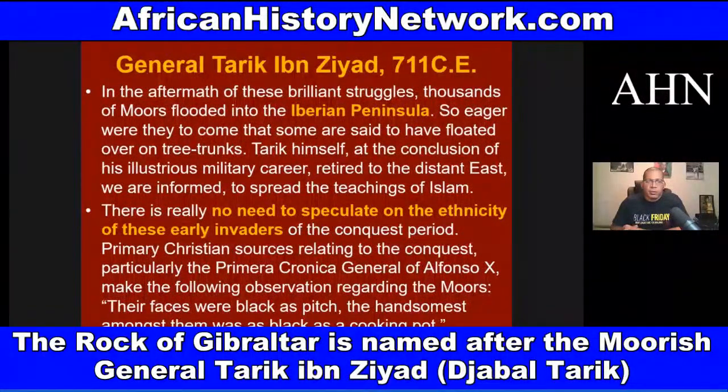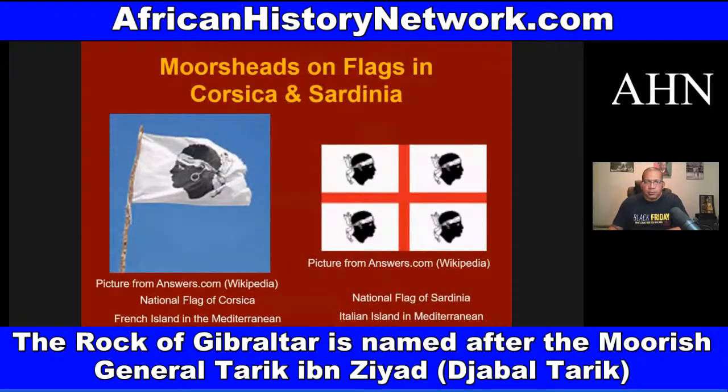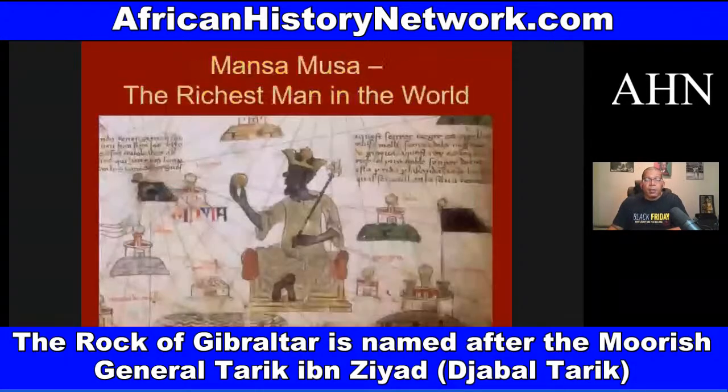Primary Christian sources relating to the conquest, particularly the Primera Crónica General of Alfonso X, make the following observation regarding the Moors. Their faces were black as pitch. The handsomest among them was as black as a cooking pot. So we talk about the Black Saint Maurice as well, who became a patron saint to Germany. So we do a lot of history in this class. You're going to learn a lot.